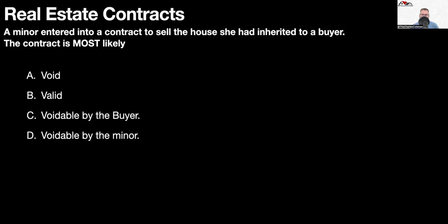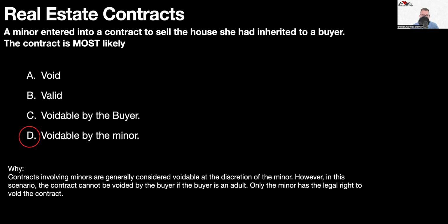A minor entered into a contract to sell the house she had inherited to a buyer. The contract is most likely voidable by the minor. Contracts involving minors are generally considered voidable at the discretion of the minor. However, in this scenario, the contract cannot be voided by the buyer if the buyer is an adult. Only the minor has the legal right to void the contract.